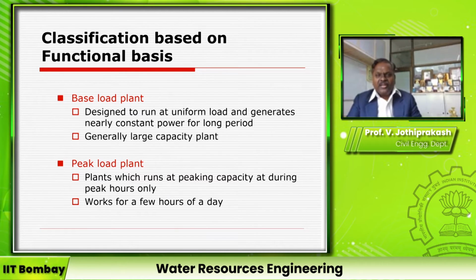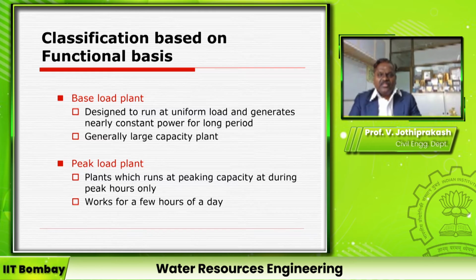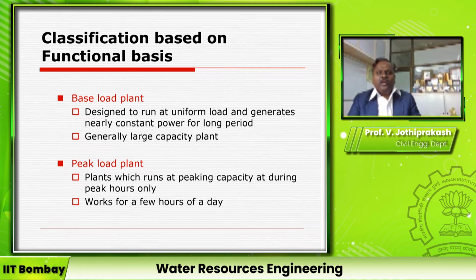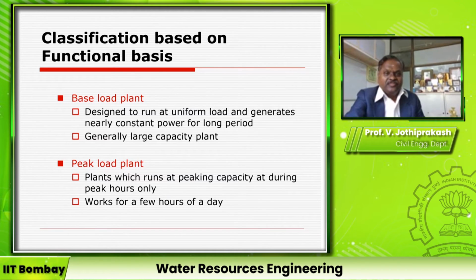Base load plants are hydroelectric power stations designed to run at uniform load and generate constant power continuously for a longer period. Whereas peak load plants are designed to run at peaking capacity during peak hours of the day. That means the peak load plant will work only a few hours in a day.